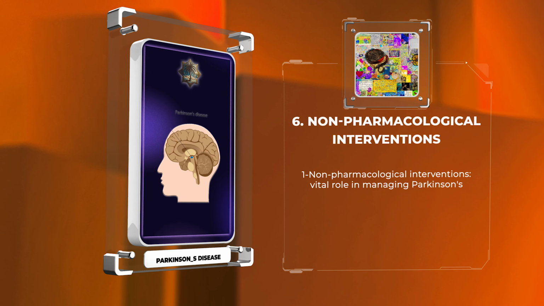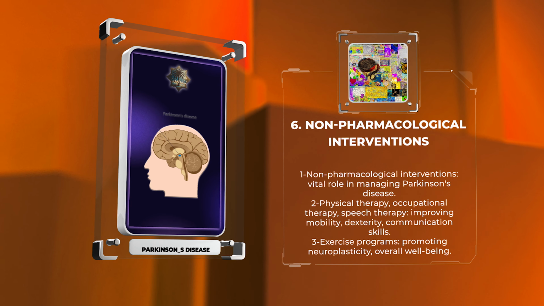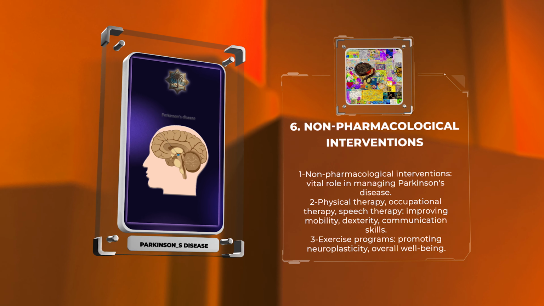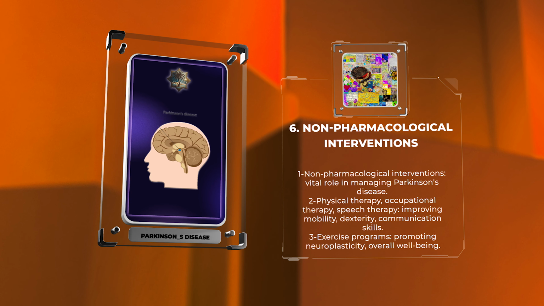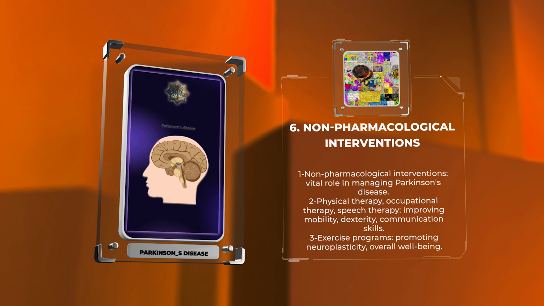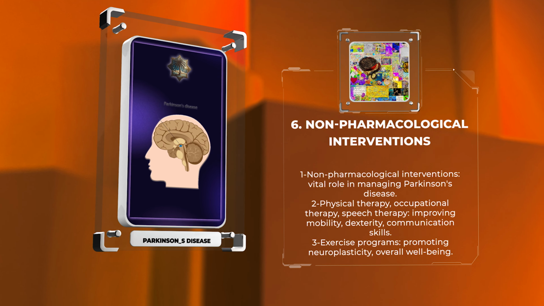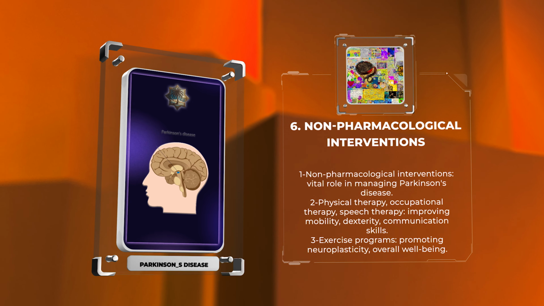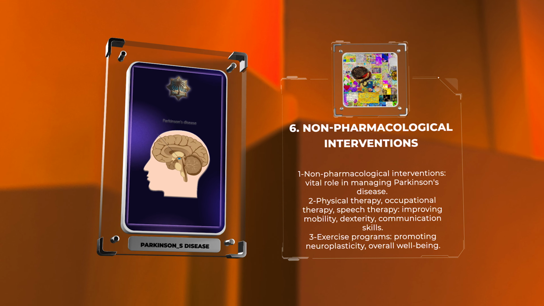In addition to pharmacotherapy and surgical options, non-pharmacological interventions play a vital role in managing Parkinson's disease. Physical therapy, occupational therapy, and speech therapy help improve mobility, dexterity, and communication skills. Exercise programs, such as aerobic workouts and dancing, promote neuroplasticity and overall well-being. Assistive devices and adaptive strategies aid in daily activities and maintaining independence.